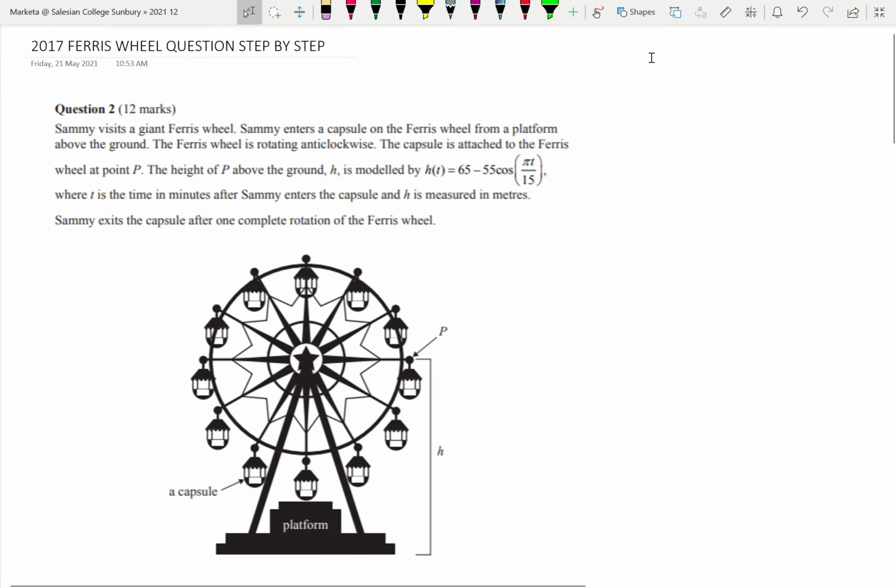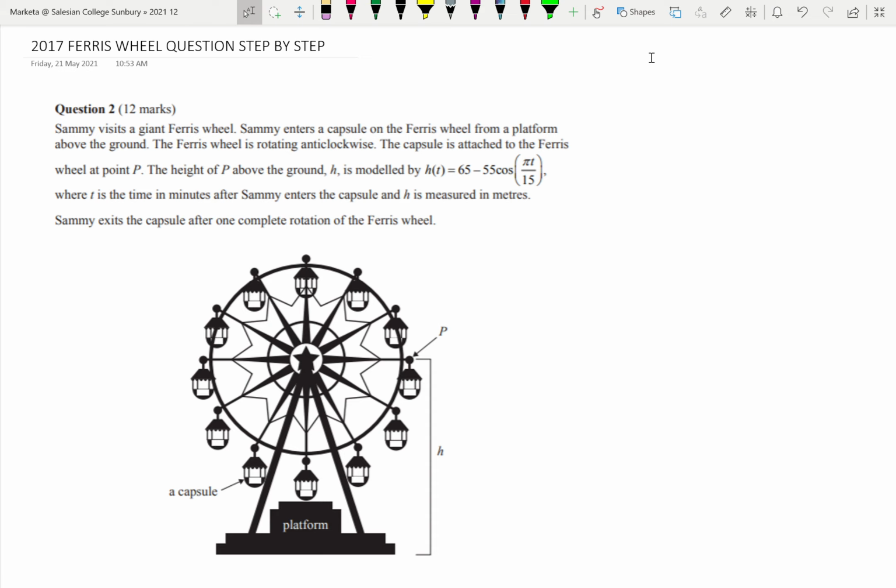Hi everyone, today I'm going to work through question 2 from the 2017 VCAA exam 2, so the extended response with CAS. So this is the Ferris wheel question that a few of you have been asking about.